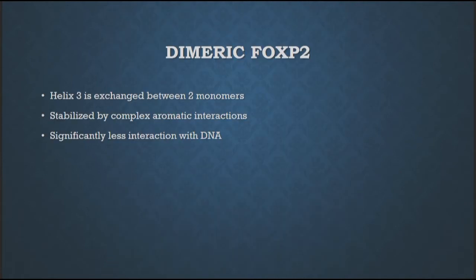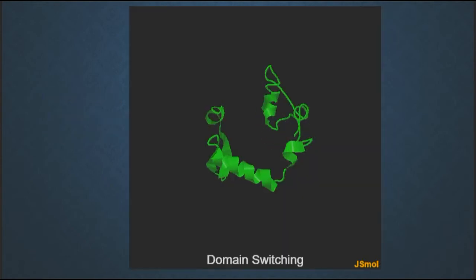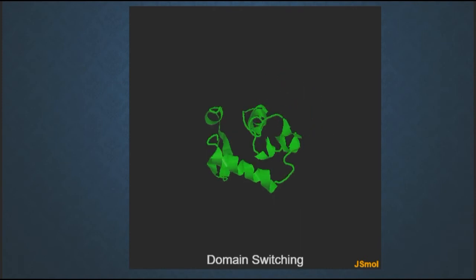Dimeric FOXP2 is formed when 2 monomers form a domain-swapped dimer. When 2 monomers form a dimer, they exchange helix 3s and are then stabilized by complex aromatic interactions. However, the dimeric form has significantly fewer interactions with DNA. Here is a short GIF of the domain swap between 2 monomers.